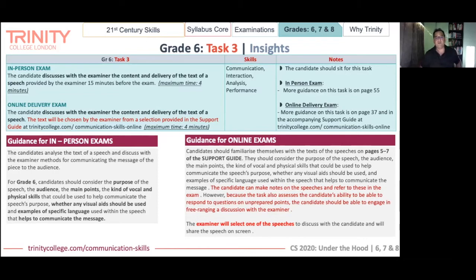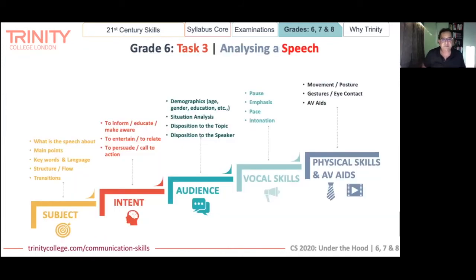So let's move on from there. Let me just show you how, and this is again a little bit of teaching guidance, to analyze a speech. So here you can see, I've taken this and I've put it along 5 parameters.